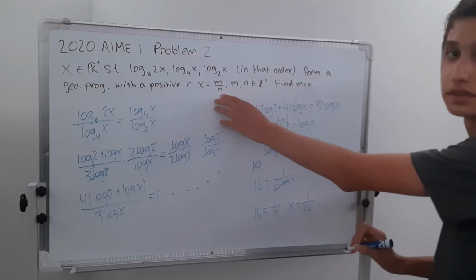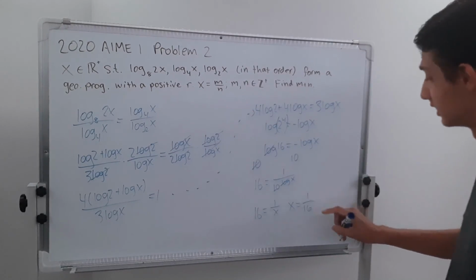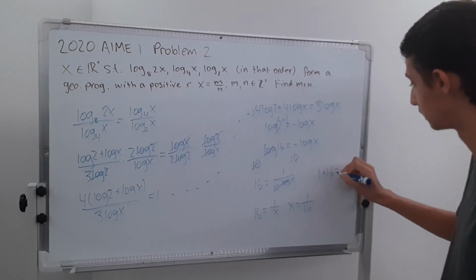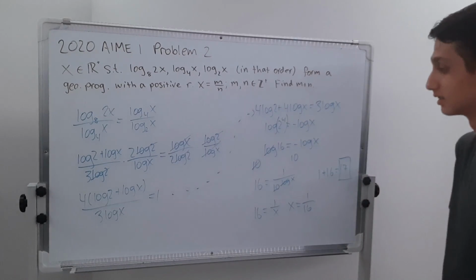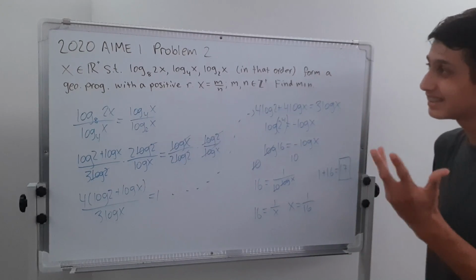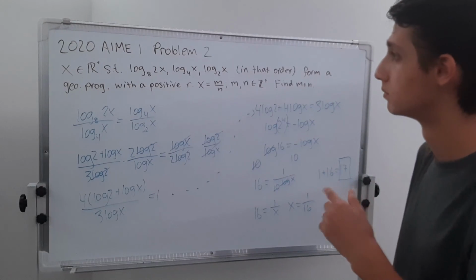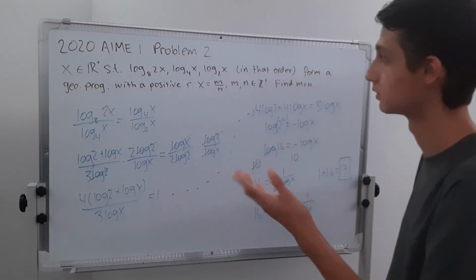That's our m divided by n. Our m is 1 and our n is 16. So if we add them up, 1 plus 16 is equal to 17, and that is our answer. Really not that hard of a problem. Once you understand it, it's not really that difficult.